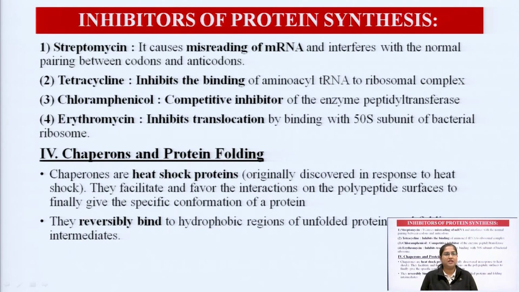They were originally discovered in response to heat shock only. That is why they are called heat shock proteins. They facilitate interactions on the polypeptide surfaces to finally give the specific conformation to the protein. Proteins have four structures: primary, secondary, tertiary and quaternary structure. To get those structures, chaperones play a very important role, and only then will the protein be functional.